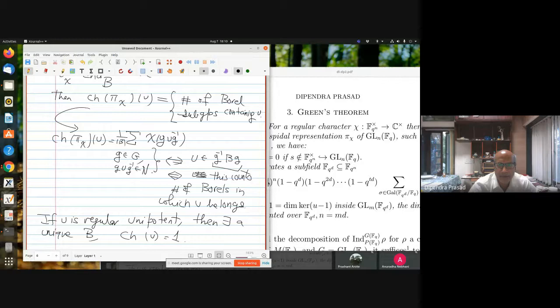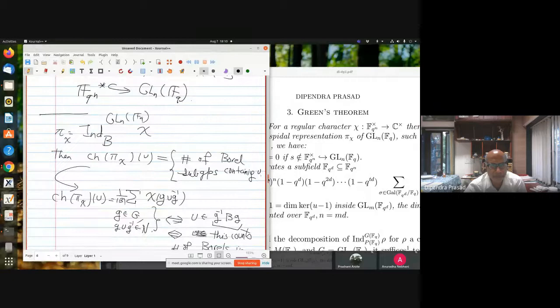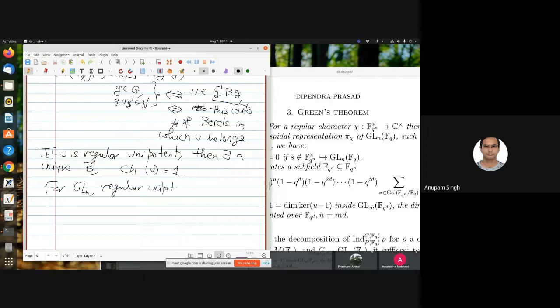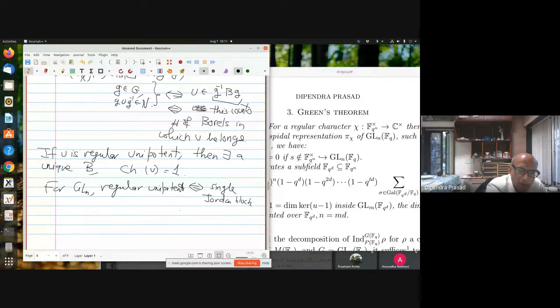And what do you mean by regular unipotent? Regular unipotent, I think one definition is that it belongs to a unique B. Another definition for GL_n is that it is a single Jordan block. Or if and only if the dimension of the centralizer of g is the smallest possible, which is equal to the rank of the group.